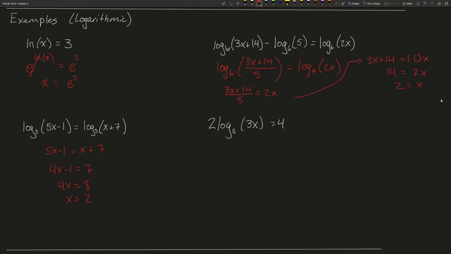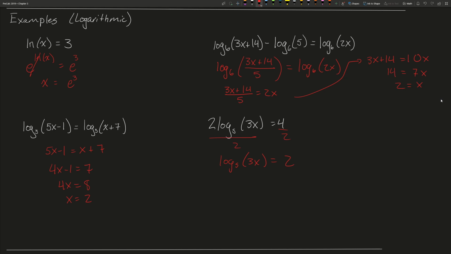The next one, 2 times log base 5 of 3x is equal to 4. This 2 on the outside has to go in one way or another, so you could put it as an exponent, but it's probably just a little bit easier to divide first. So if we divide both sides by 2, we get log base 5 of 3x is equal to 2.